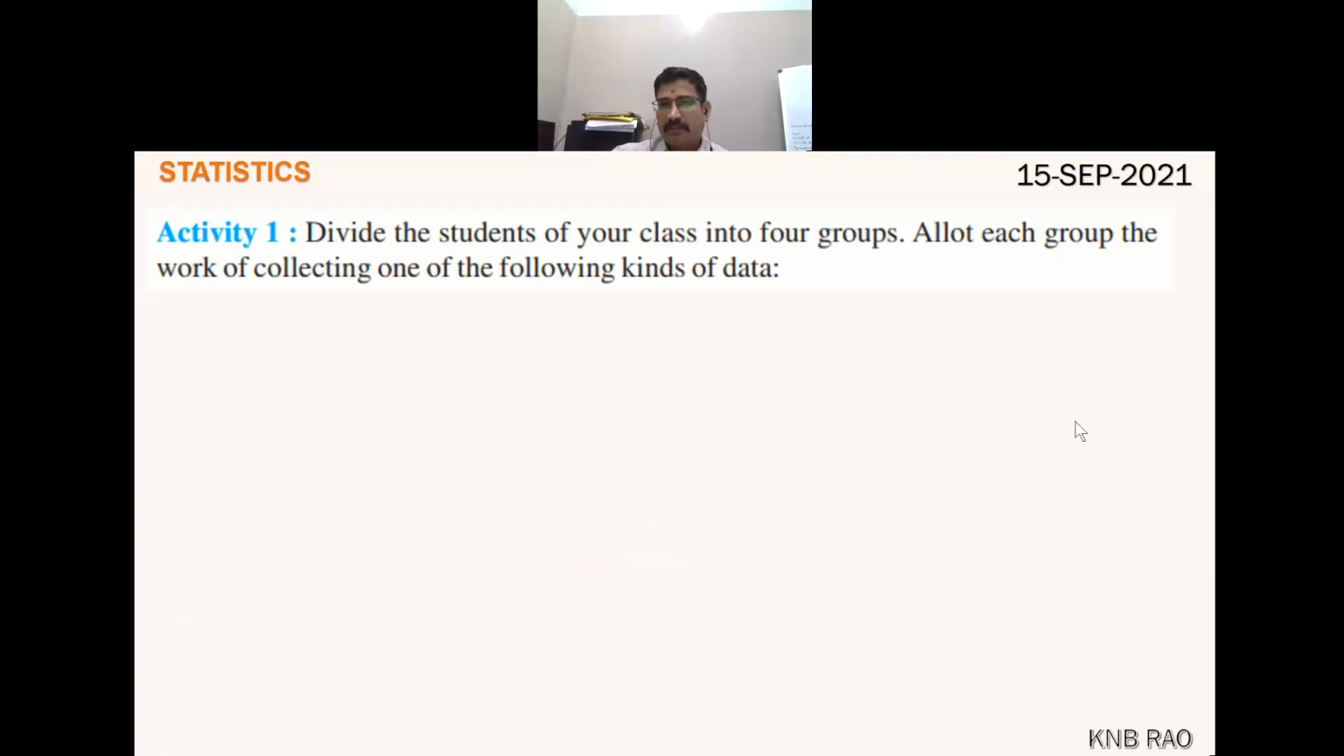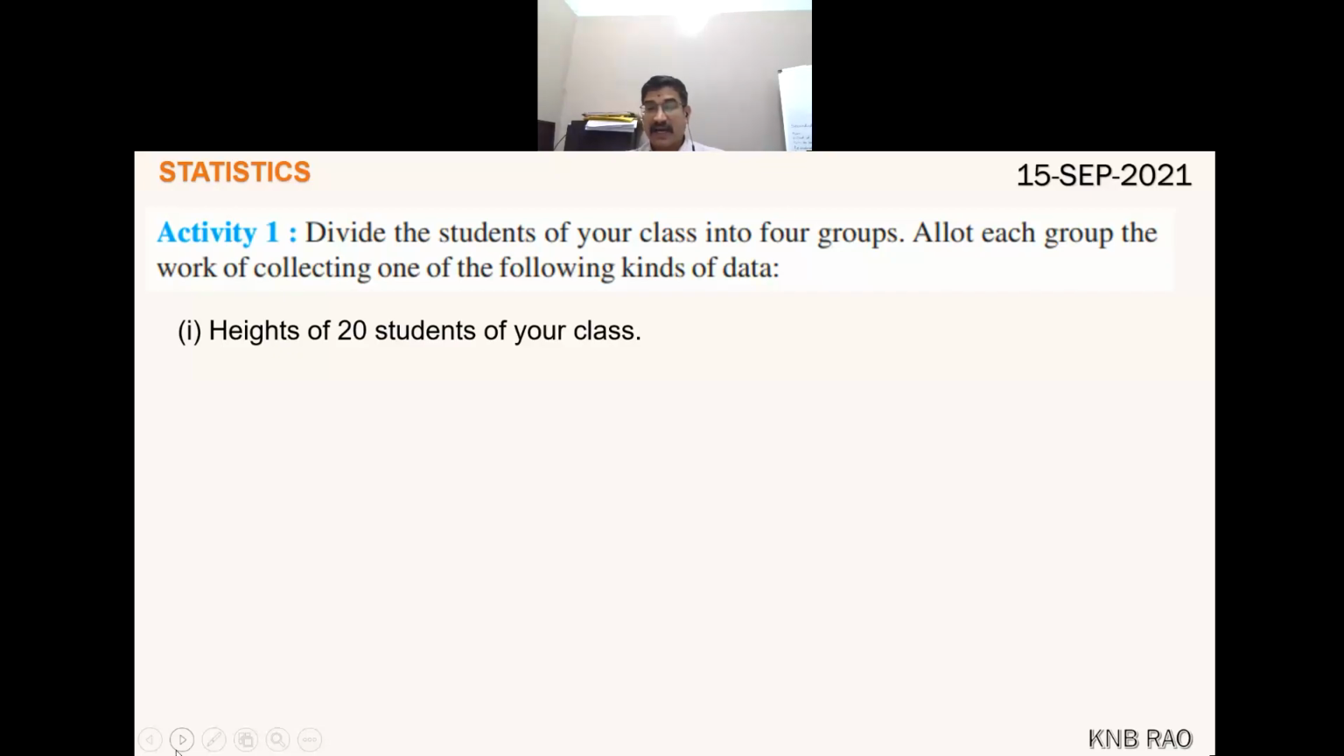Coming down to before exercise 14.1, we have an activity asked to do. Okay. The activity is, if you are physically present, divide the students of your class into 4 groups. Allot each group the work of collecting one of the following kinds of data. What is that work? Data collection, heights of 20 students of your class. So one group will be asked to do heights of 20 students.